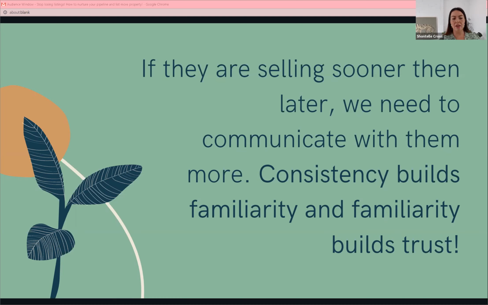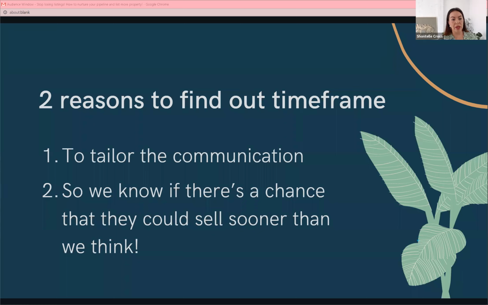On top of that, there's lots of things that can change too. They might be planning on doing it in one year, and whatever comes along, it's pushed out. Or they wanted to do it then and something pushes it to happen sooner, maybe a job change or something like that. So the time frame is important to find out so we can categorize them correctly, but we've got to keep in mind that it can change as well. So when we're looking at time frame, there are 2 key reasons that we want to look at it: to tailor the communication, and so we know if there's a chance that they could sell sooner than we think.